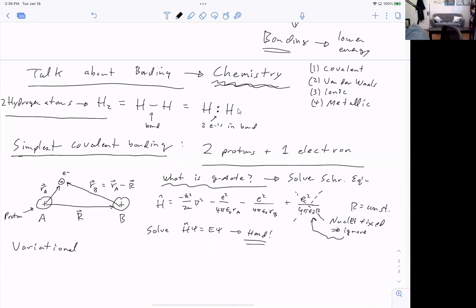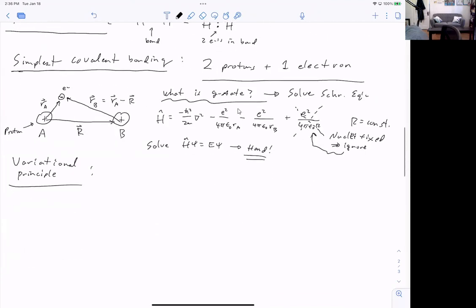And this is what chemists do. And physicists do it too for a lot of things. There's no shame in using the variational principle. And so what we're going to do, for the variational principle, is make an assumption about the wave function. We're going to assume that the wave function is equal to an LCAO.